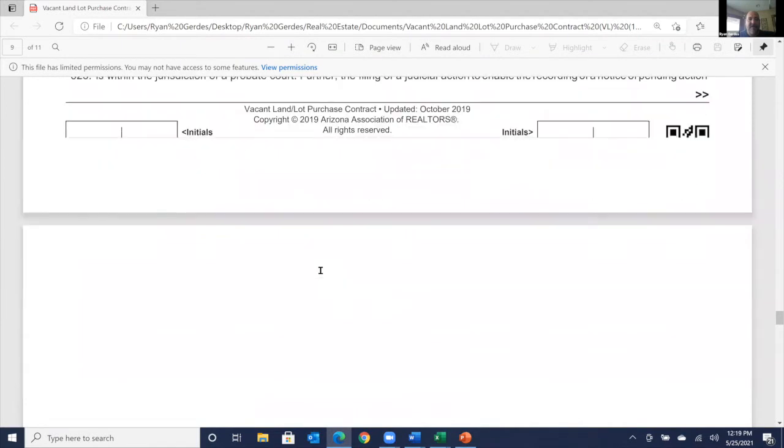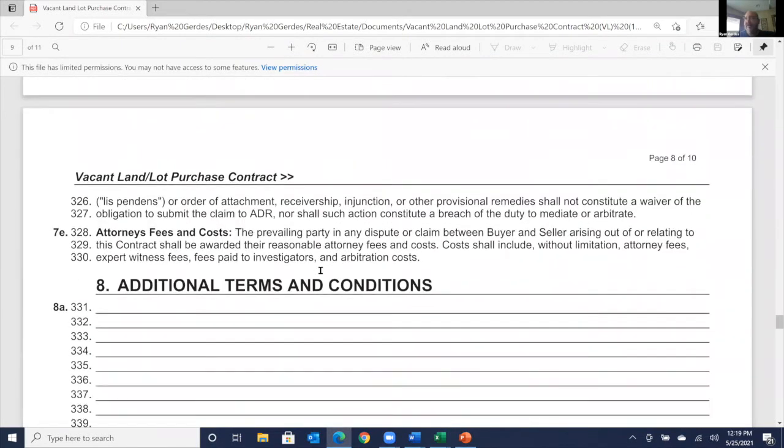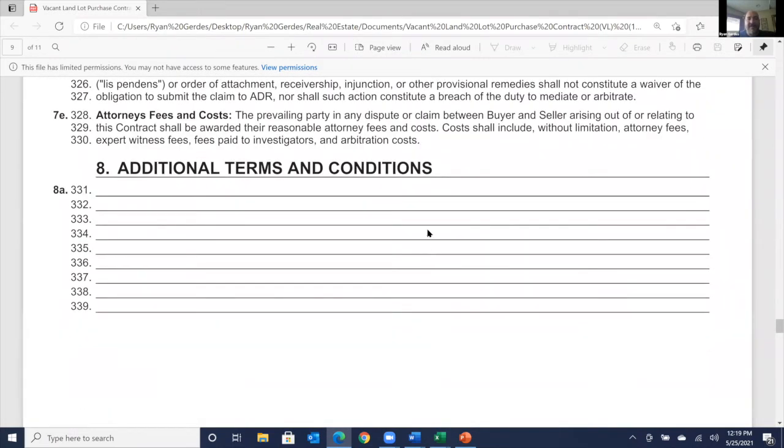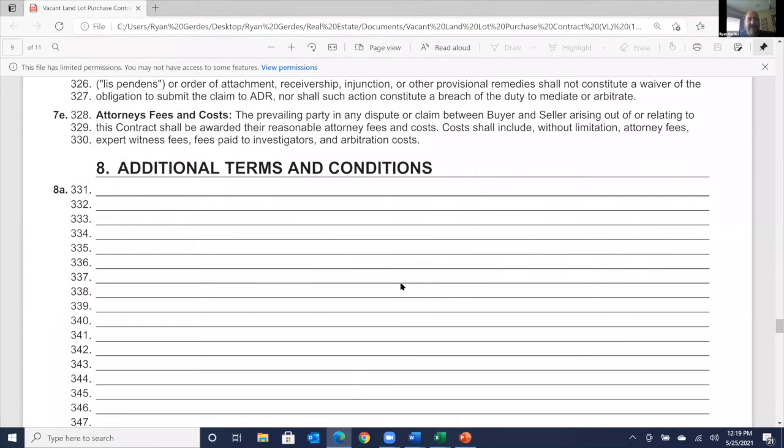You must know that if you decide to hire an attorney, whether you are the buyer or the seller, if you do not win, then you will be not only paying your attorney fees, you will be paying the other party's attorney fees, as well as any other damages that come about. If there are any other additional terms and conditions, they will be notated here.